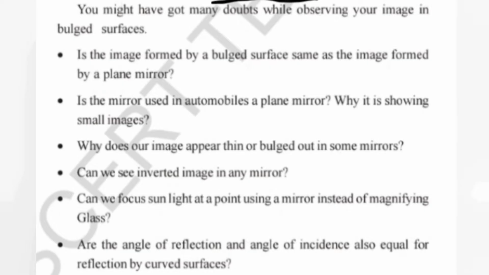Now you might have got many doubts while observing your image in bulged surfaces. Like sometimes it comes inverted, sometimes erect. That's what we are going to learn in this lesson. We are going to learn about how the image is formed on a curved mirror and how it reflects light rays. So is the image formed by a bulged surface same as the image formed by a plane mirror? No, it's not.